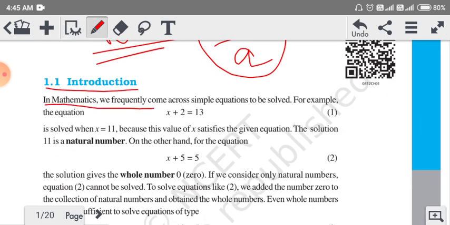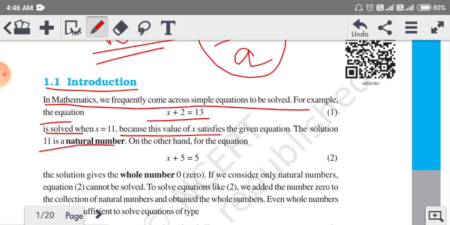So in mathematics we frequently come across simple equations to be solved. For example, the equation x plus 2 is equal to 13 is solved when x is equal to 11, because this value of x satisfies the given equation. The solution 11 is a natural number. ये क्या है? एक natural number.